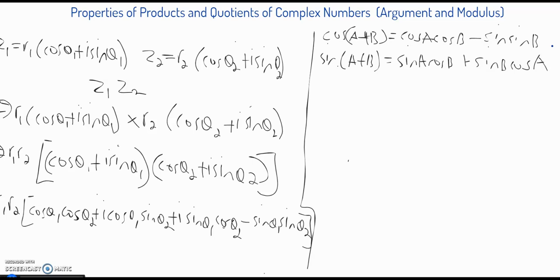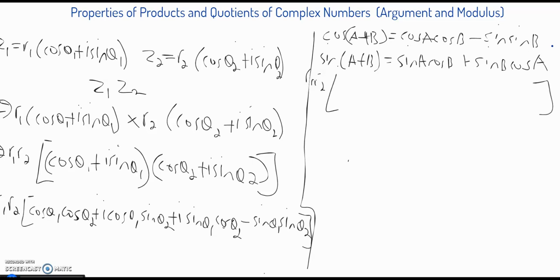Now let us go back to our bracket and see if we can match anything. Notice in the bracket we have cos theta 1 cos theta 2. Now if we were to move the sine theta 1 sine theta 2 beside that, it would actually match the compound angle formula for cos. In the middle here we have I cos theta 1 sine theta 2 plus I sine theta 1 cos theta 2. That also matches the compound angle formula for sine. So all we need to do is to simply put these two together. So I'm going to put the R1 R2 there.